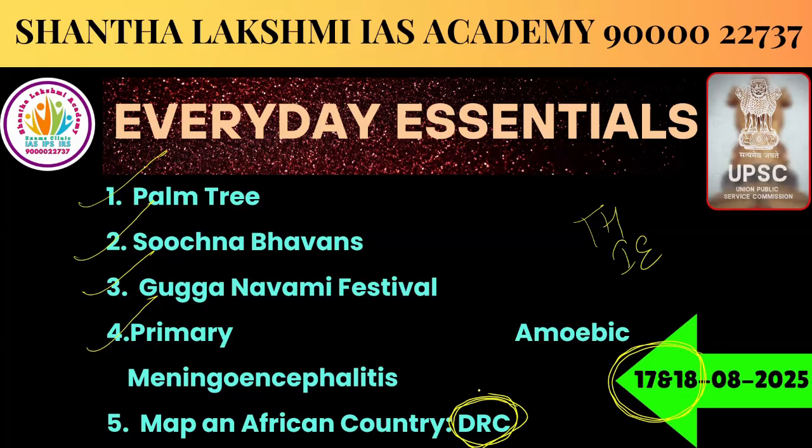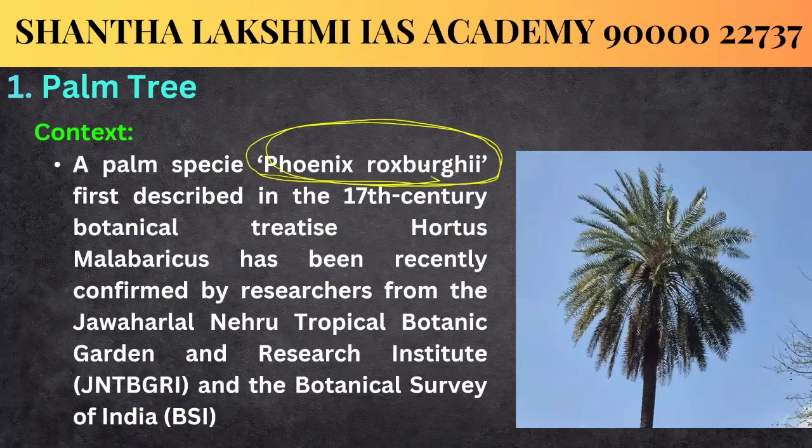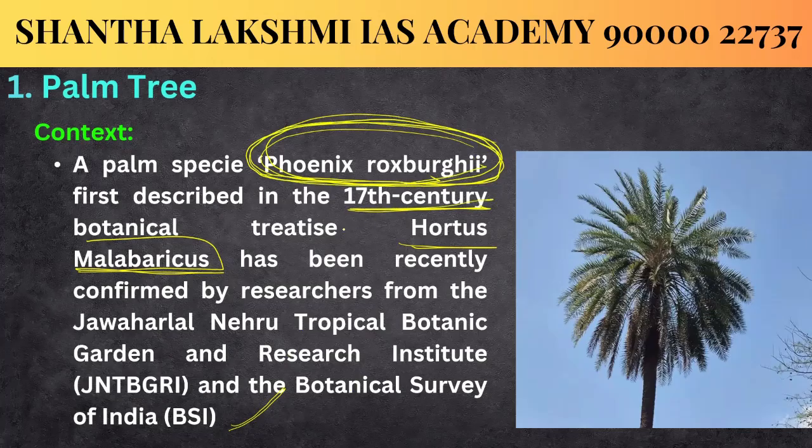So starting with our first topic, that is the palm tree. So why are we discussing this? See, a palm species named Phoenix roxburghi, which was first described in the 17th century botanical treatise Hortus Malabaricus, has been recently found by the researchers from the Jawaharlal Nehru Tropical Botanical Garden and Research Institute and the Botanical Survey of India.